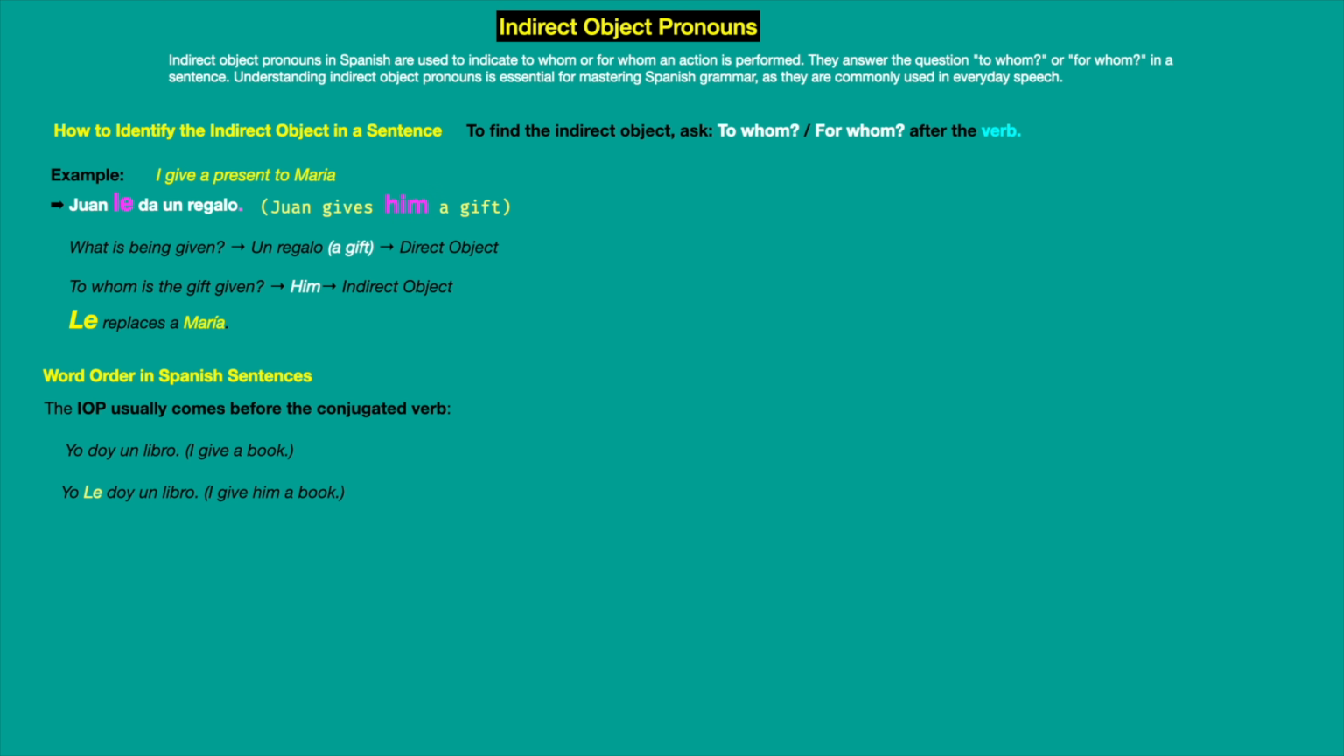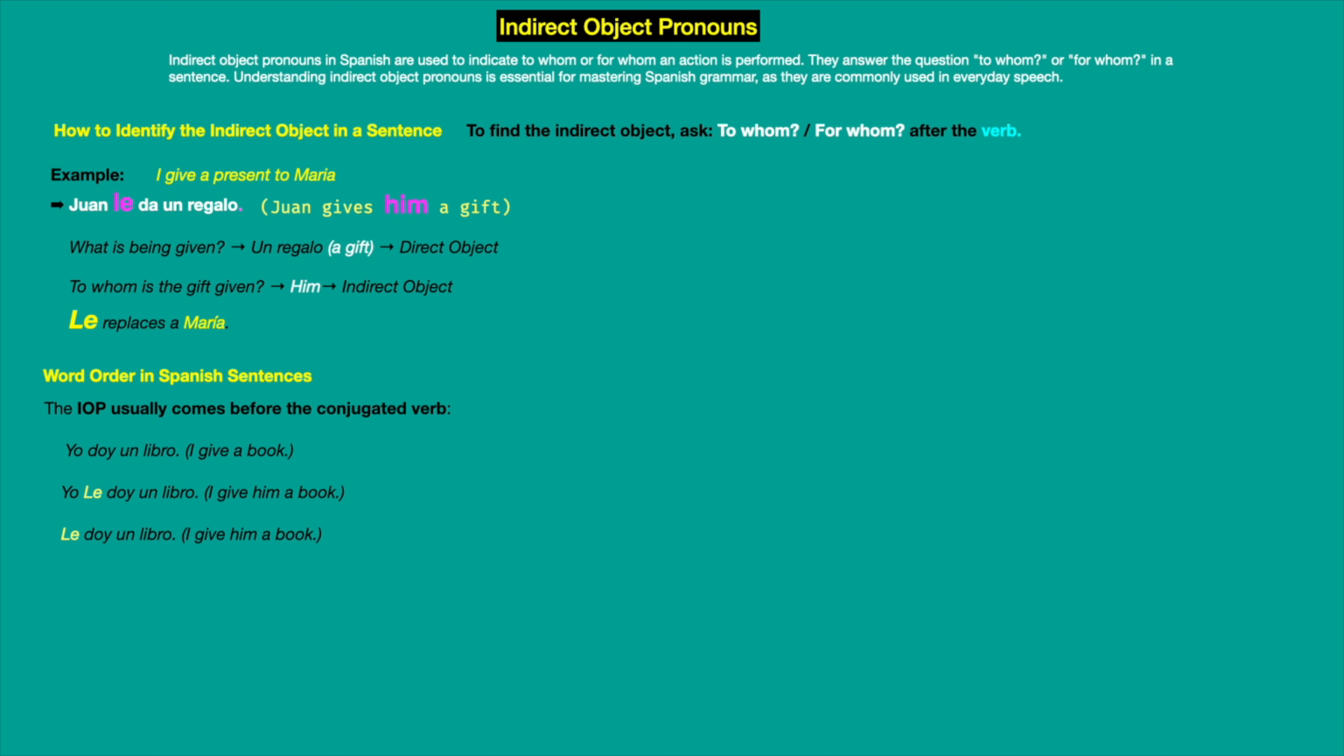Then you say yo le doy un libro. I give him a book. So now when we put le, we already know the person we were talking about, and that we are going to give this person the book we were talking about. In Spanish also, because doy is the conjugated verb, the first person singular, yo doy, you can remove yo and just say le doy un libro.